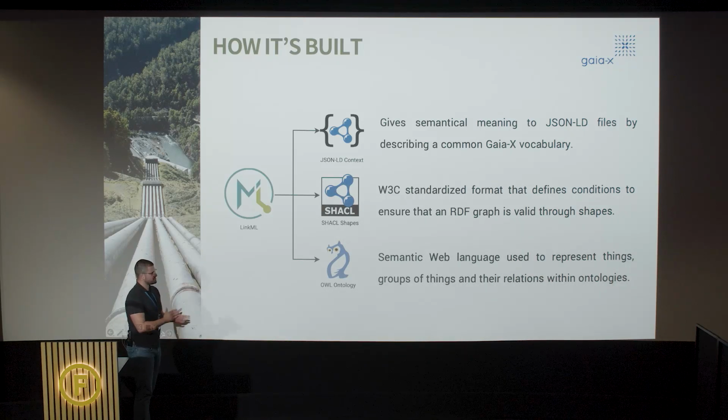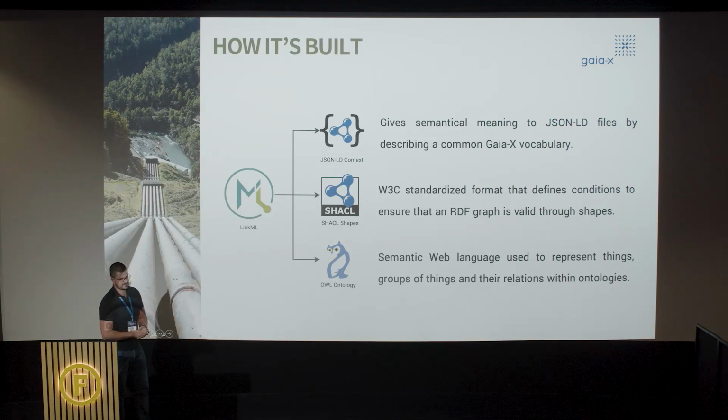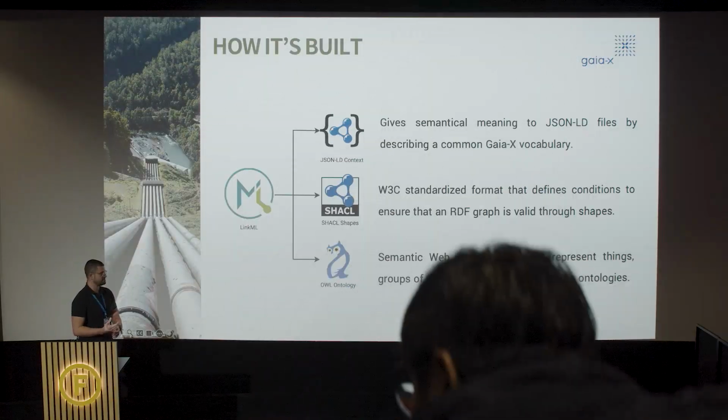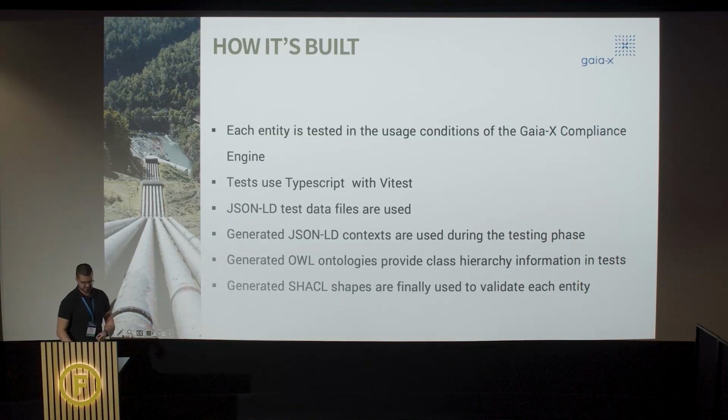And then we have OWL ontologies, which is a semantic web language, which is used to represent things, group of things, and the relations within ontologies. That's what I showed you previously in the text examples.